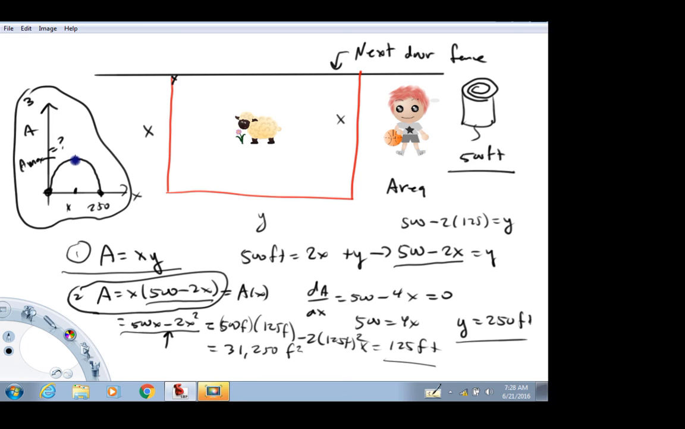So those are all steps to optimization problems that are reasonably common to all of them. You don't necessarily need to do the very last step, particularly when you have a graph. If you have a graph, this one's fairly obvious that that's a relative maximum.